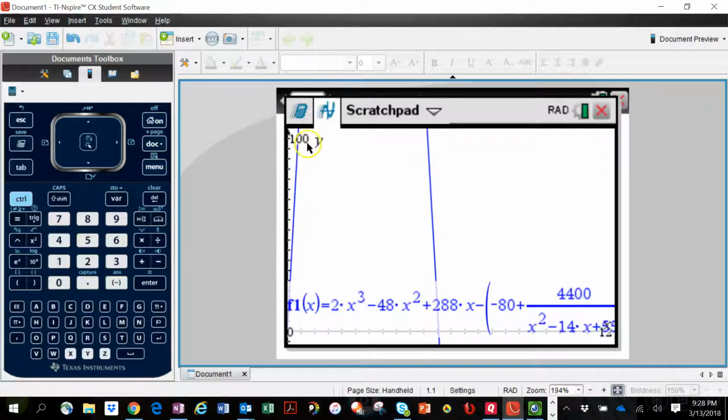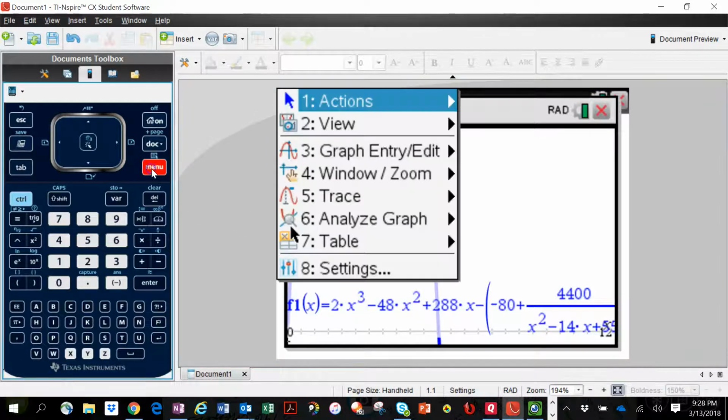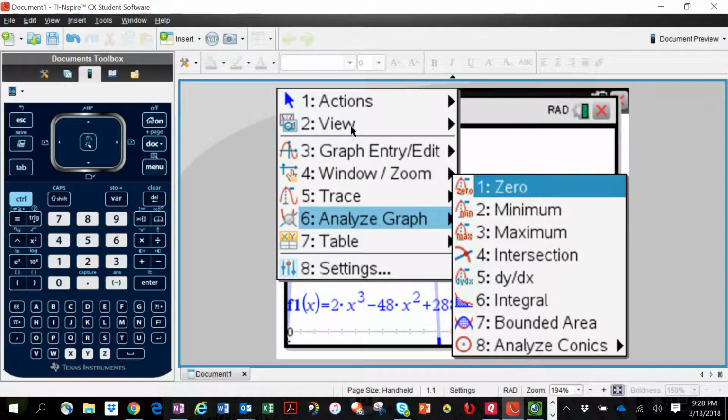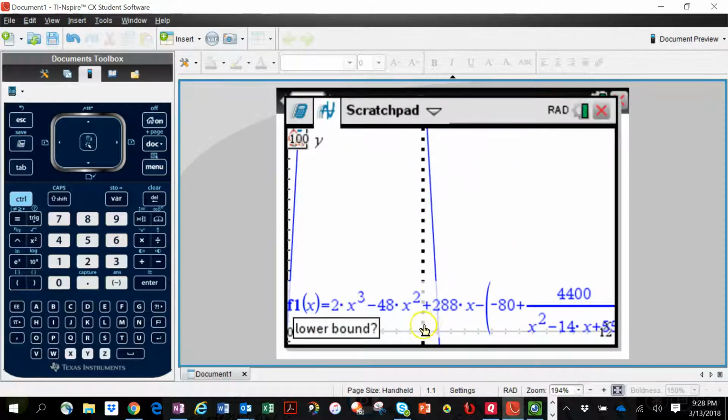It looks like the graph is increasing initially. You're positive, and then it comes back down. Well, what am I looking for? My candidate is going to be where the function changes from positive to negative, from being above the x-axis to below the x-axis. So I'm going to go to Menu. I'm going to select Analyze Graph, Zero. Go a little bit to the left of the root, a little bit to the right of the root, and according to my calculations, this happens at 5.5451. Now that's your candidate.